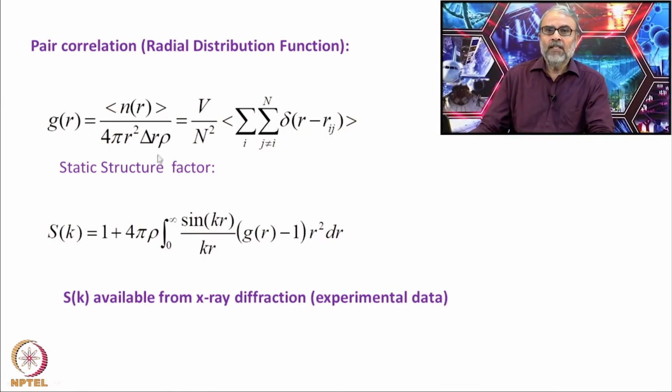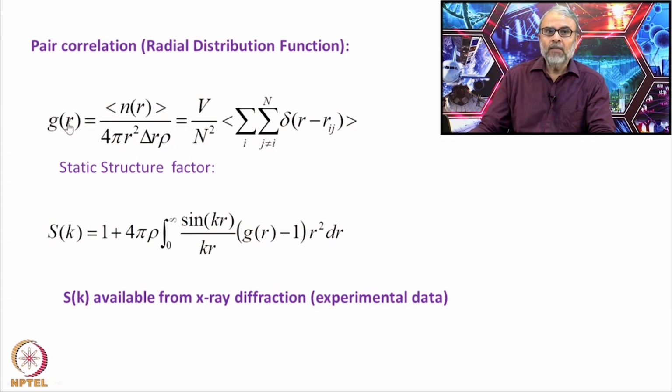The same thing can be obtained in terms of counting all the ij pairs. Rij is the distance, and this delta of Rij is equal to 1 if r is equal to Rij, and it is equal to 0 if r is not equal to Rij. So, you count all the pair distances through this Kronecker delta function, then multiply by V and divide by N squared. When you execute this formula, you will also get the pair distribution function.